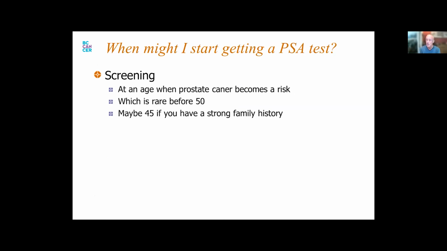So when might you start getting a PSA test? Well, if you're going to do screening, you want to screen initially at an age when prostate cancer becomes a risk. And prostate cancer is very unusual under the age of 50. I have seen a handful of patients in their late 40s, and I think I saw one person who was 41, but that's in a 30-year career. Maybe you want to start screening a bit younger if there is a strong family history.